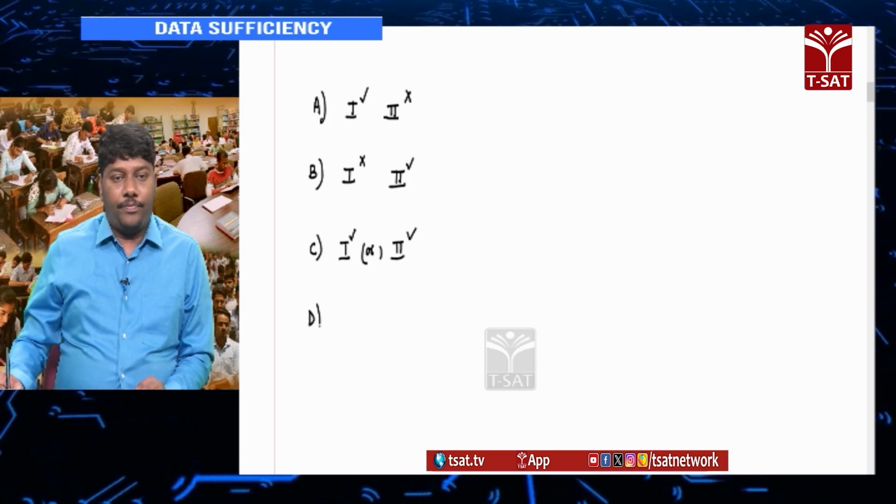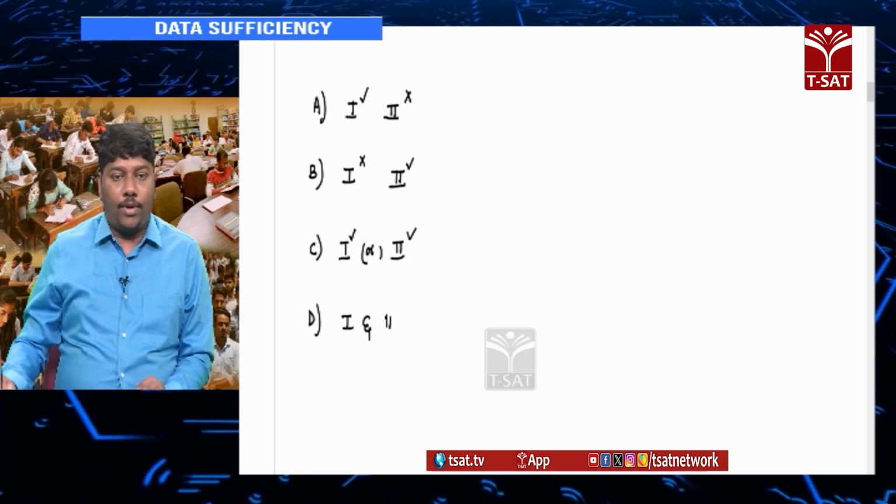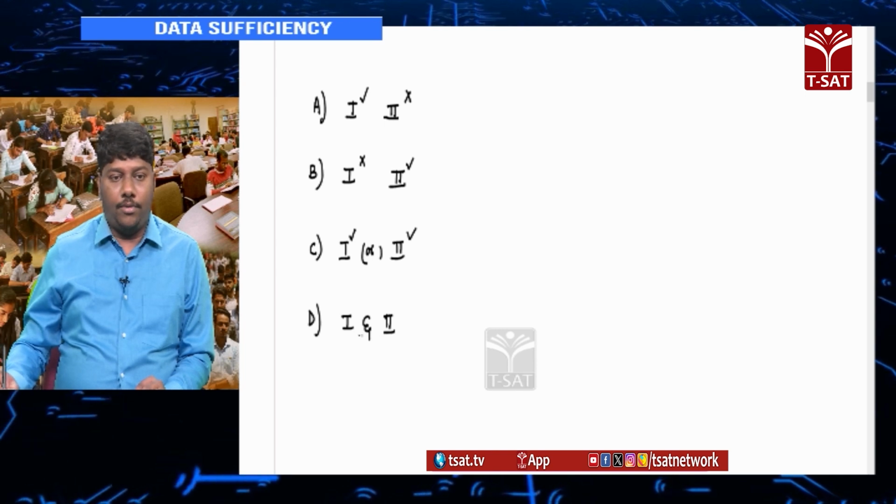We say D, if 1 and 2 both are required to answer the question. It is not or, it is and, which means you need both. Individually it is not sufficient.